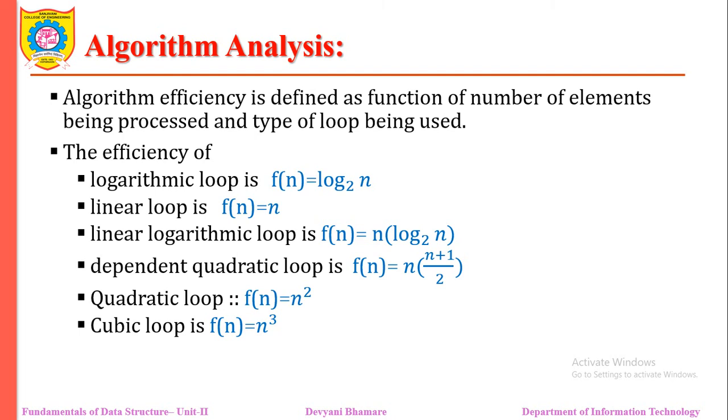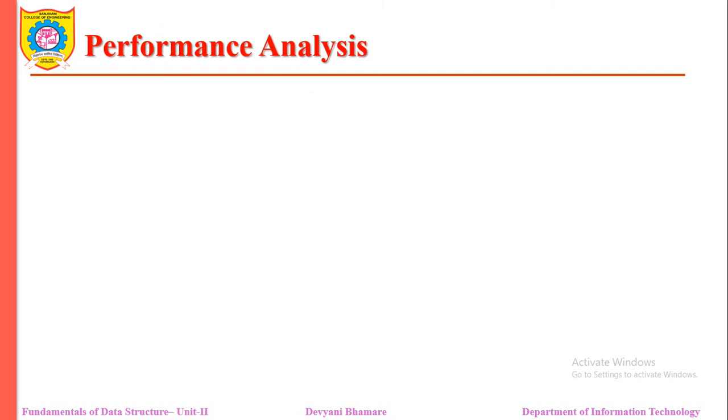As we discussed, the algorithm's efficiency, if the focus is on the looping, can be a logarithmic loop. If it is a linear loop, then we say f of n is equal to n. If it is linear logarithmic, then it is n log n. If it is a dependent quadratic, then we have seen that it is n into n plus 1 by 2. And for the cubic loop, it is n cube.